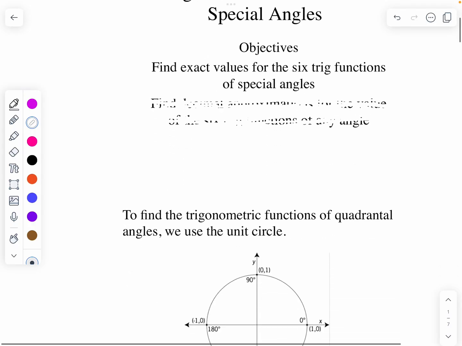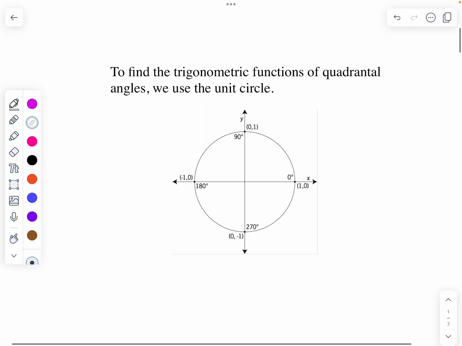Okay. So the first bunch we're going to use the unit circle for. So you're going to be able to use the unit circle to find exact trig values when the angles are quadrantal angles. So you should know what those are, like 0, 90, 180, 360, 270, etc. Okay, then you can rely on this.